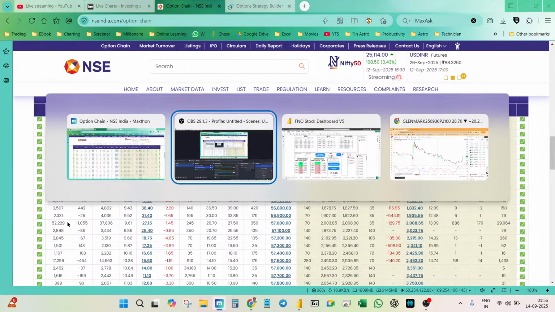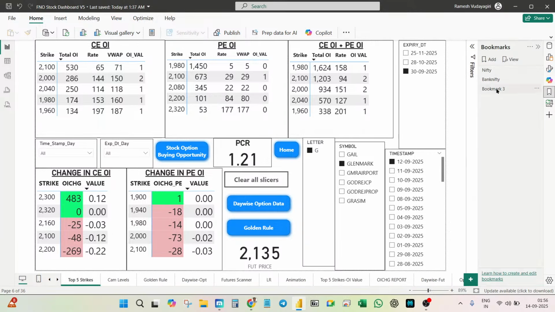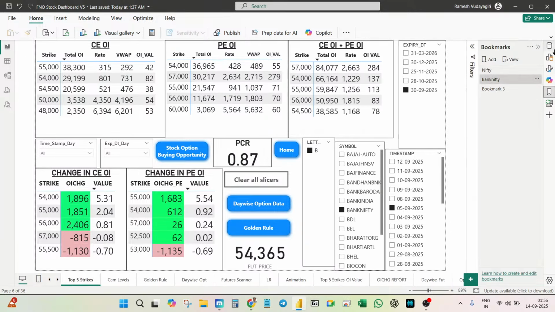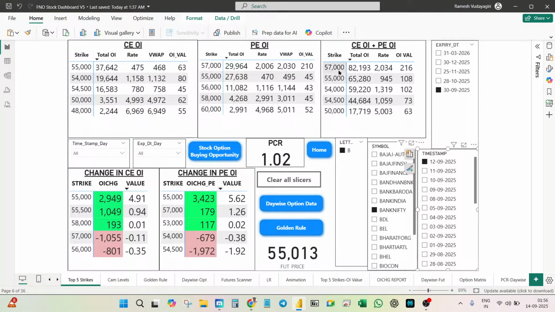Now let me open my Power BI file. I have version 5, which is a new thing developed here. I'll clear all, go to the bookmarks, select Bank Nifty and go to Bank Nifty. Here, for 12 September, the highest open interest is 57,000, around 80,000 contracts, which I told you. Wherever the highest open interest is, the logic is that this strike price will be the place where expiry can happen.